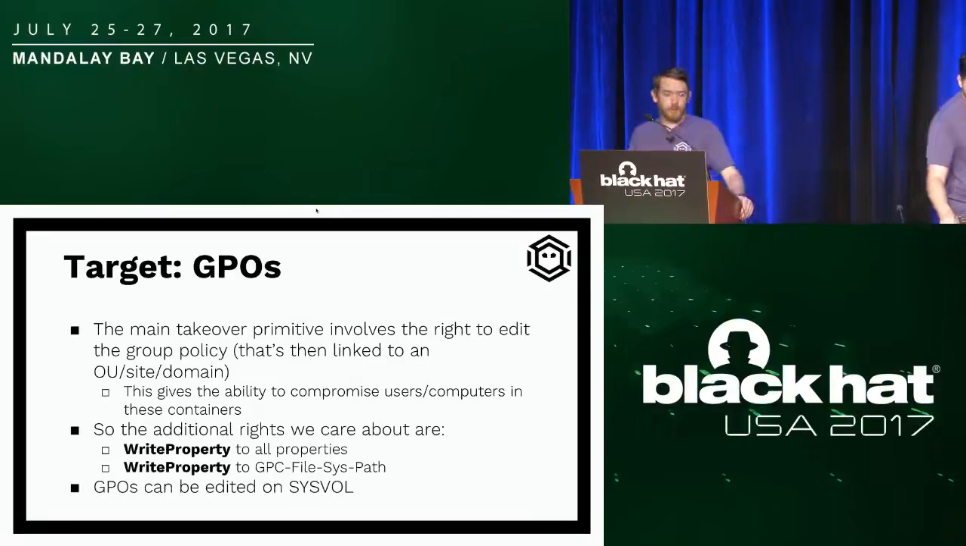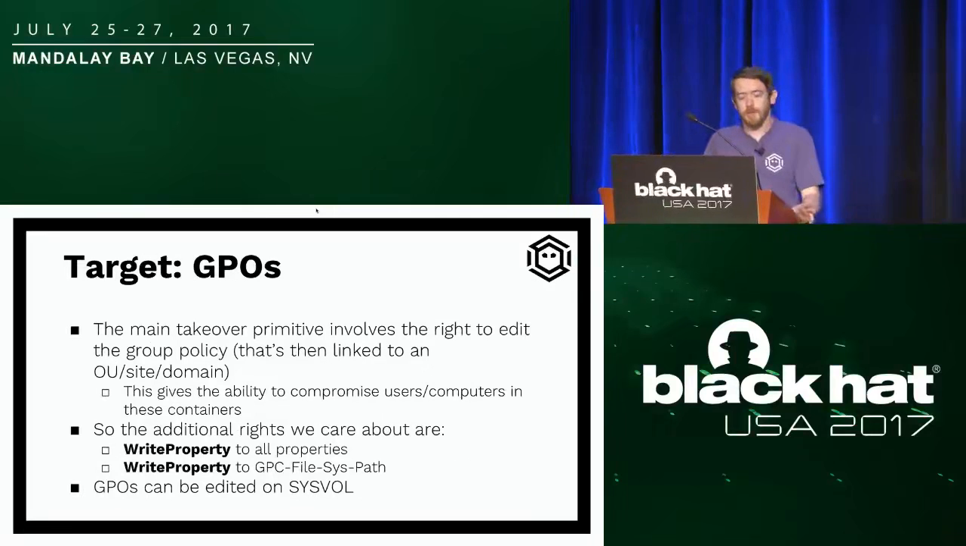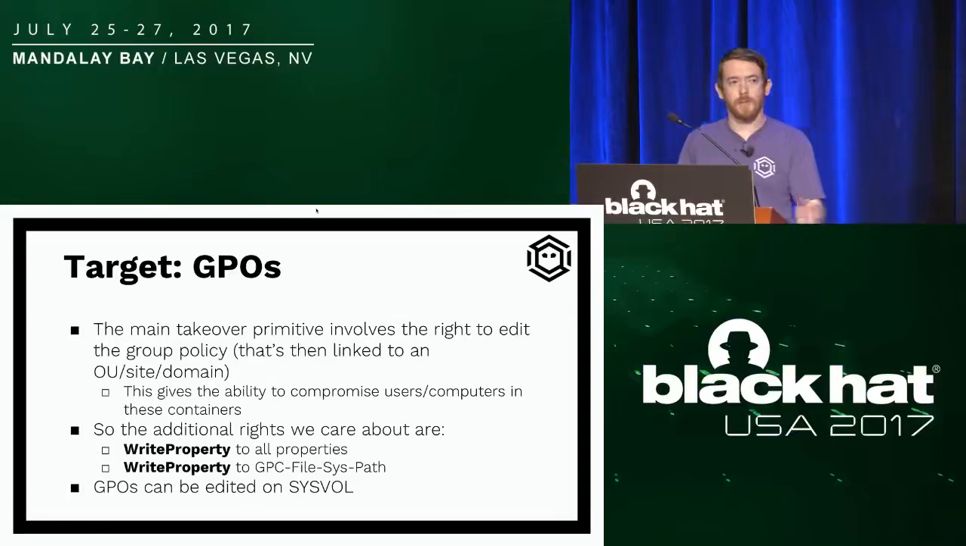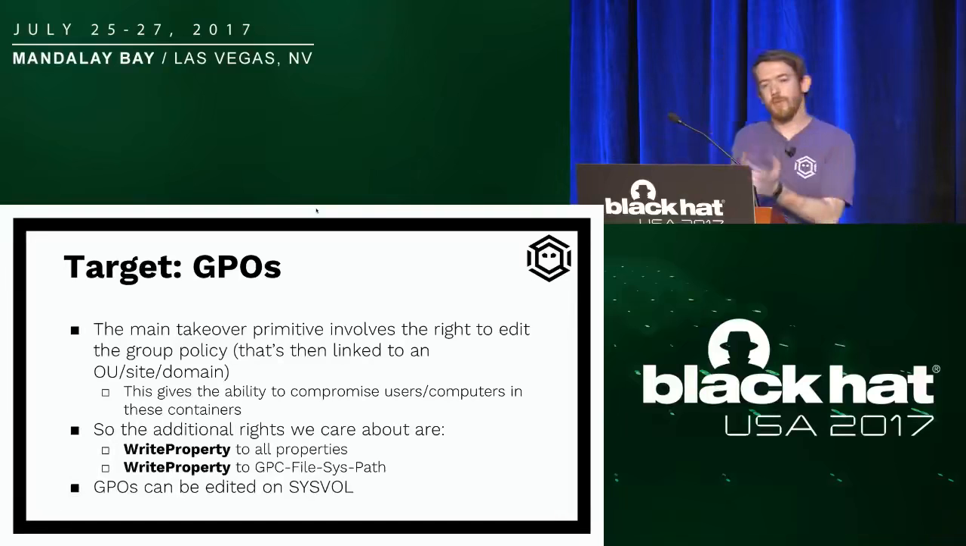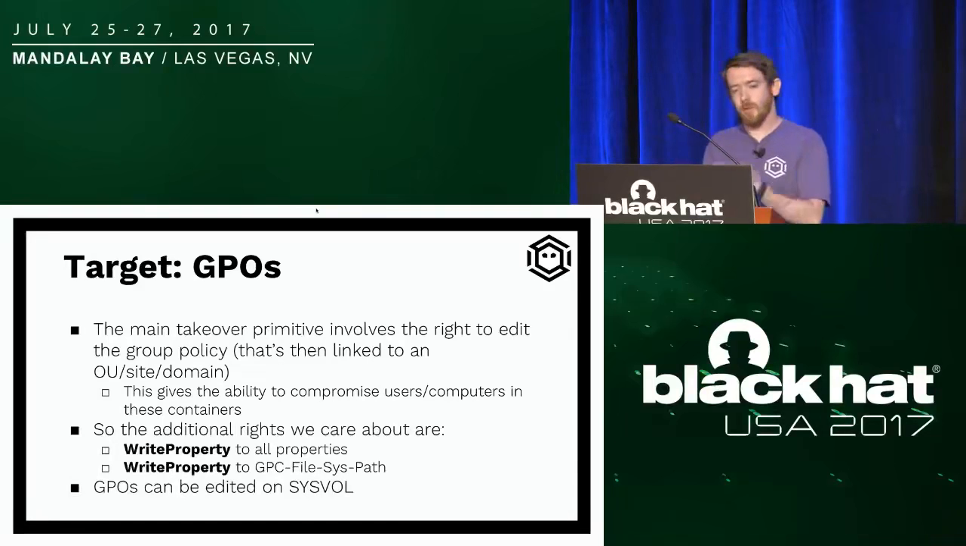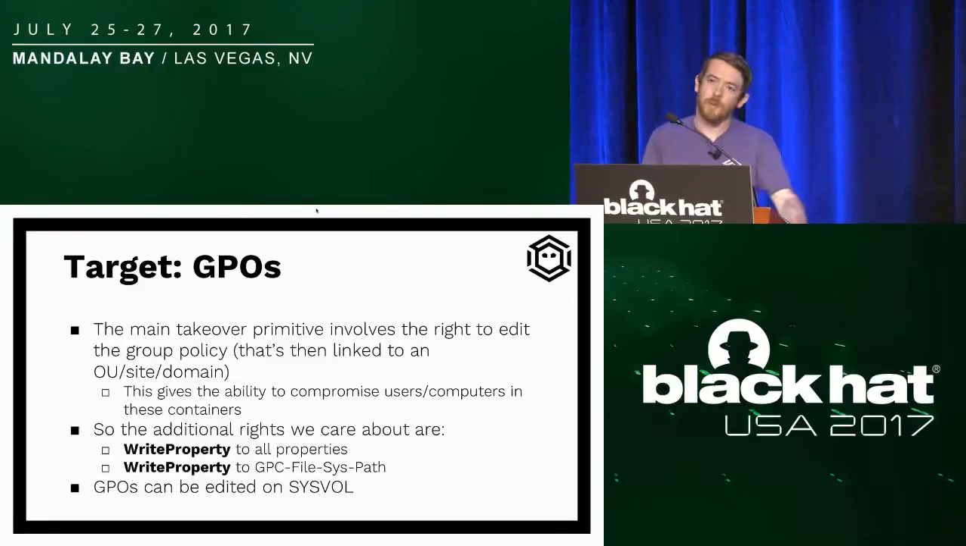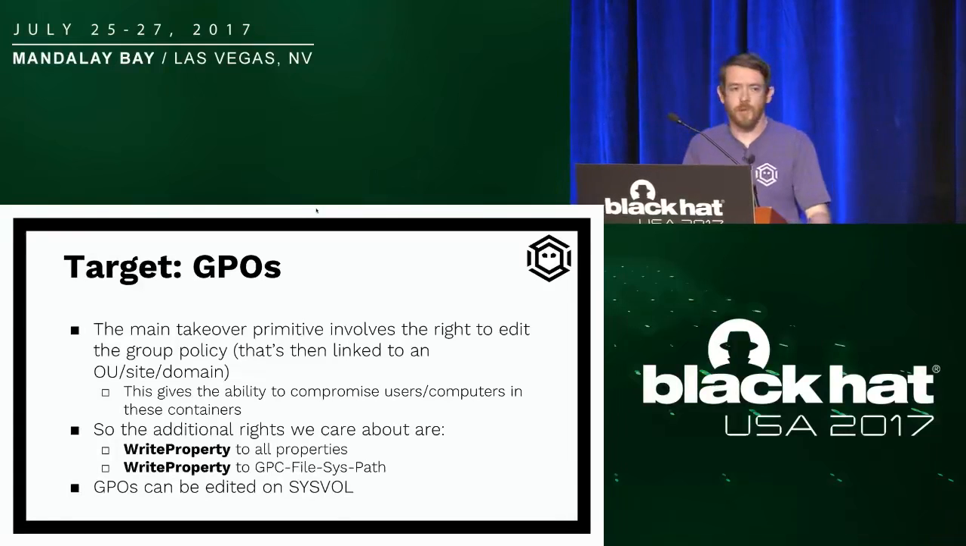Exactly. So GPOs, group policy objects. The main takeover primitive for GPOs involves the right to edit the GPO itself. So these group policy objects are collections of settings that are applied to OUs, sites, and domains. Those are then filtered down through the inheritance that Andy talked about, kind of like ACEs. And these settings are applied to user and computer objects all the way down the chain. So if you have the ability to edit a GPO, there's 1,000,001 ways to turn that into code execution on a computer it's applied to, or to modify something about the user. You can change reg entries, schedule tasks. There's 1,000,001 things.